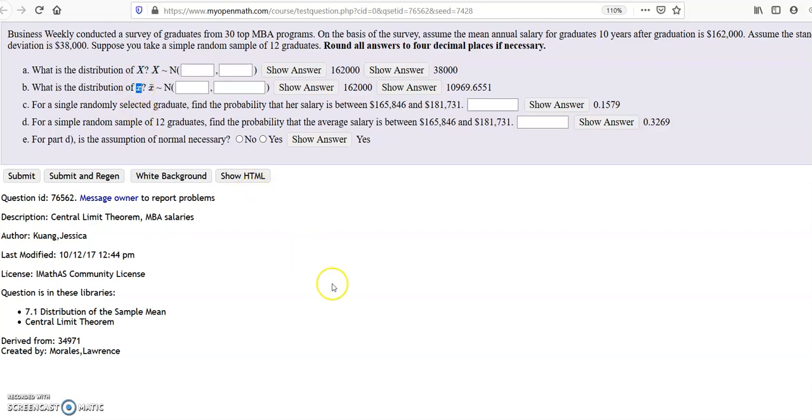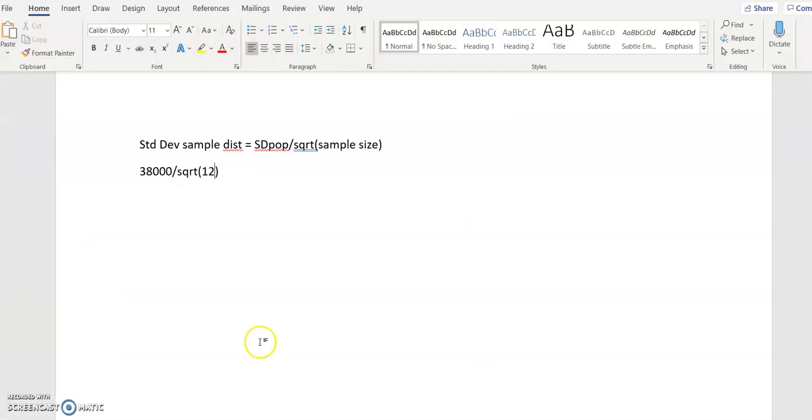Small x bar is evaluating the sample distribution, okay? So for the sample distribution, the mean is the same as the population, 162,000 in this case. However, the standard deviation is what changes from the population to the sample distribution, okay? The population here is 38,000, that's given. The sample distribution standard deviation is given by this equation: the standard deviation of the population, which is given in the problem, 38,000, divided by the square root of the sample size, okay?